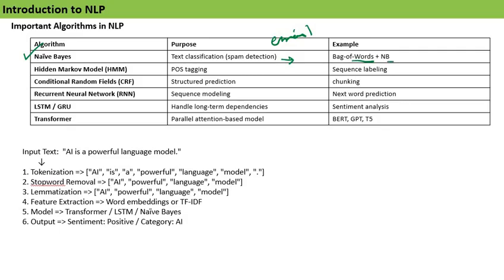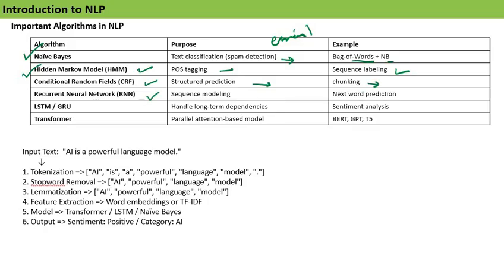Next is the hidden Markov model, HMM. It does POS tagging, that is part of speech tagging, so it provides sequential labeling. The next algorithm used in NLP is conditional random fields, CRF, which does structural prediction, for example, the chunking of words or subwords.